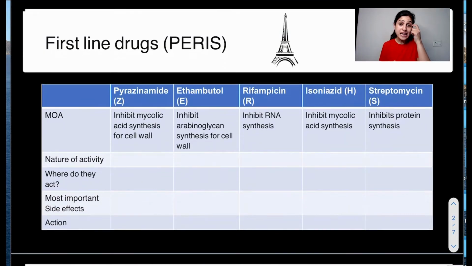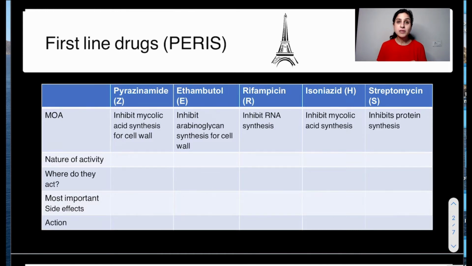The first line antitubercular drugs, you remember by a very famous mnemonic called PERIS, P-E-R-I-S. Remember the Eiffel Tower in Paris, so it signifies the first line anti-TB drugs. P is for pyrazinamide, E is for ethambutol, R is for rifampicin, I is for isoniazid, and S is for streptomycin. So, these are your drugs. What are the things you should know about them? Let's go one by one.